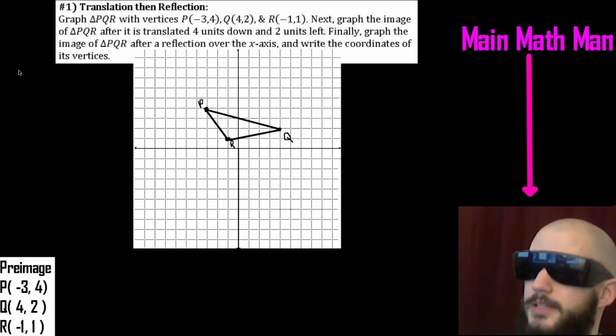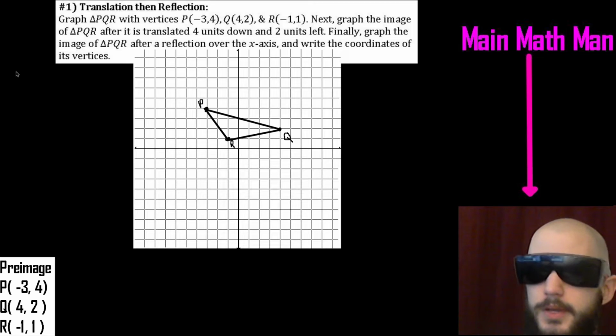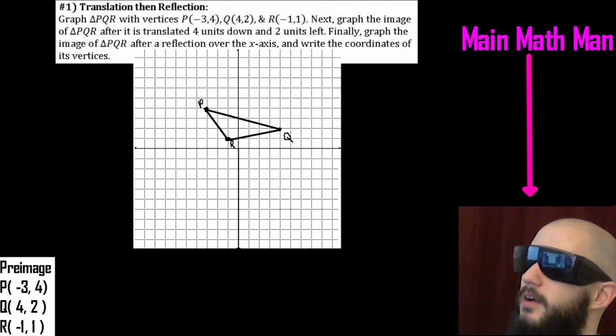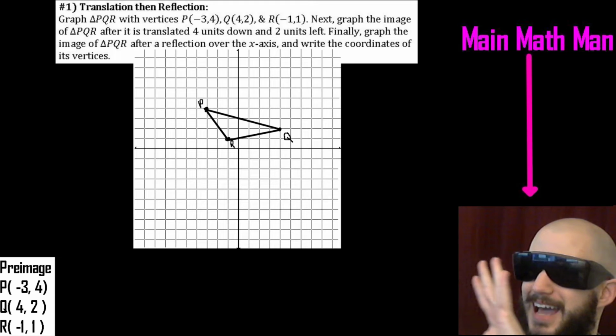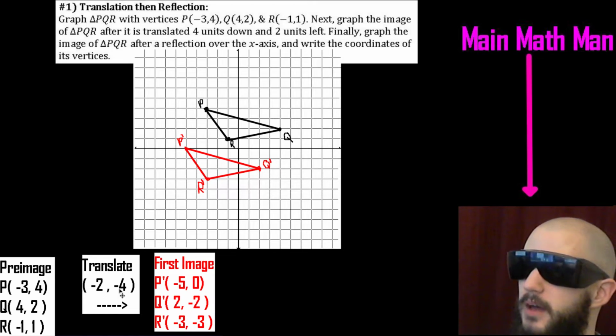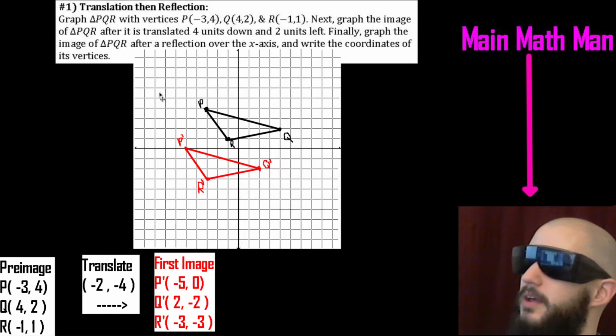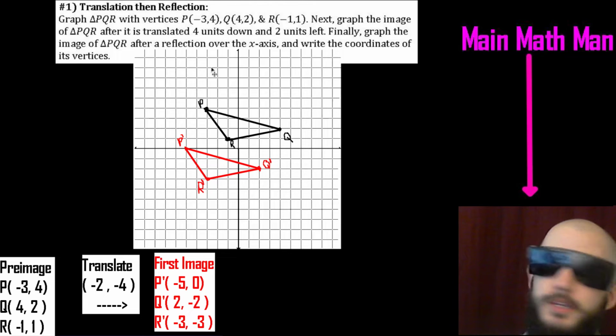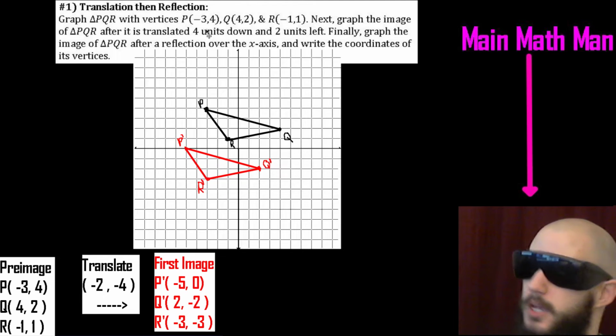So now let's make our first transformation. We're translating, so we are just sliding. We're going to slide 2 steps left and 4 steps down. What a lot of people were doing when I was helping them out, they wanted to say, oh, well, it reads as 4 units down, Mr. Shank, I have to put that in the x.